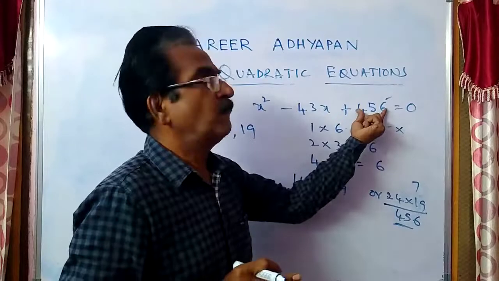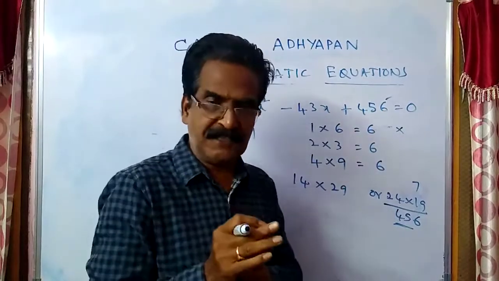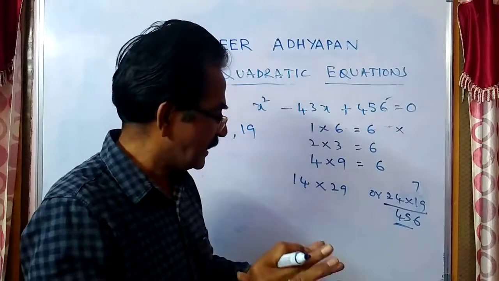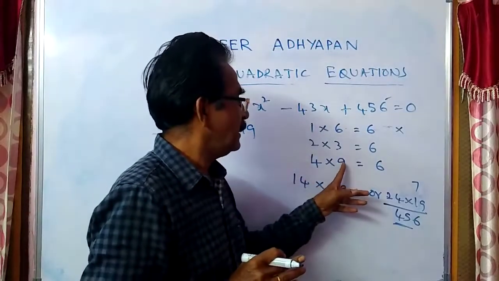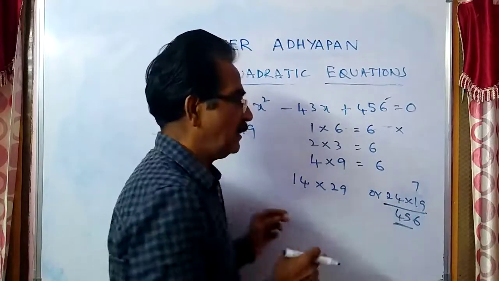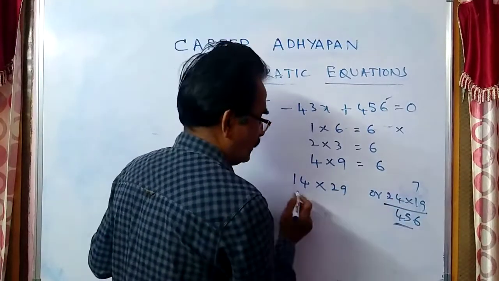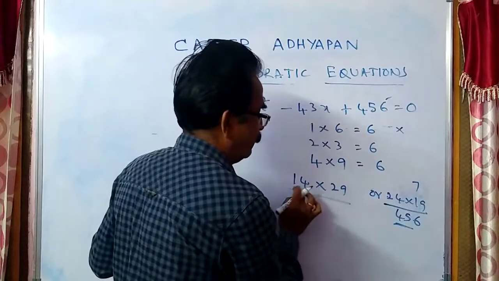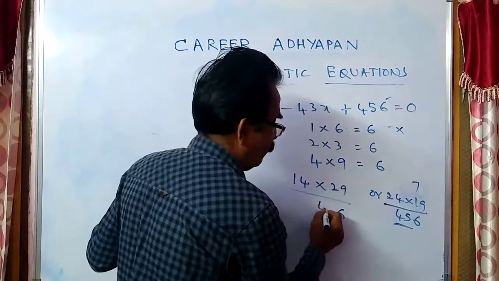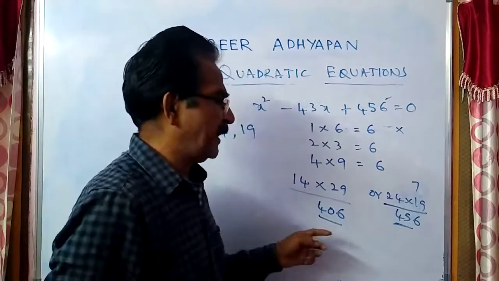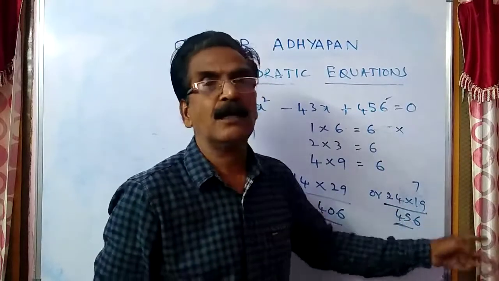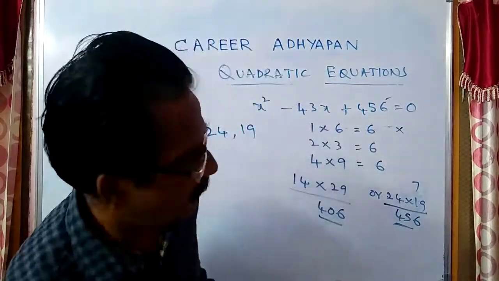So this 456 must be the product of either 14 into 29 or 24 into 19. 24 into 19 is equal to 456. This 14 into 29: 14 9s are 126, 14 2s are 28 plus 12, 40. 14 into 29 is 406. But here we have 456. The roots are 24 and 19.